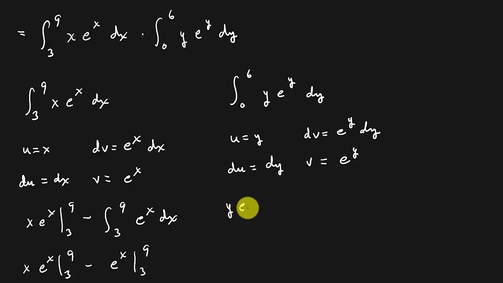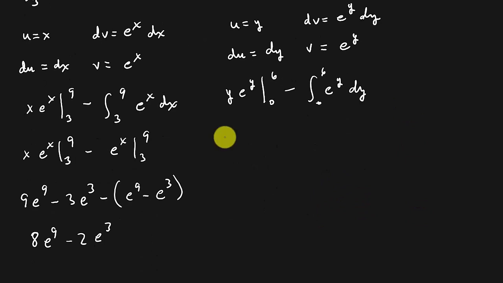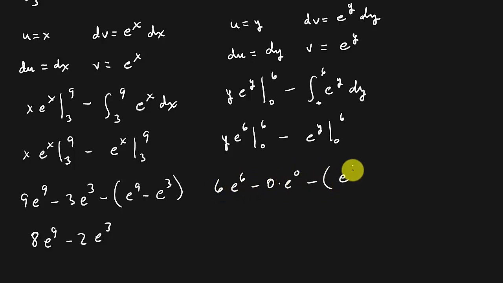And so I get y e to the y from 0 to 6 minus the integral e to the y dy from 0 to 6. And so that's y e to the y 0 to 6 minus then the integral antiderivative of that is e to the y, and that's 0 to 6. So I get 6 times e to the 6 minus 0 times e to the 0 minus, and then e to the 6 minus e to the 0.